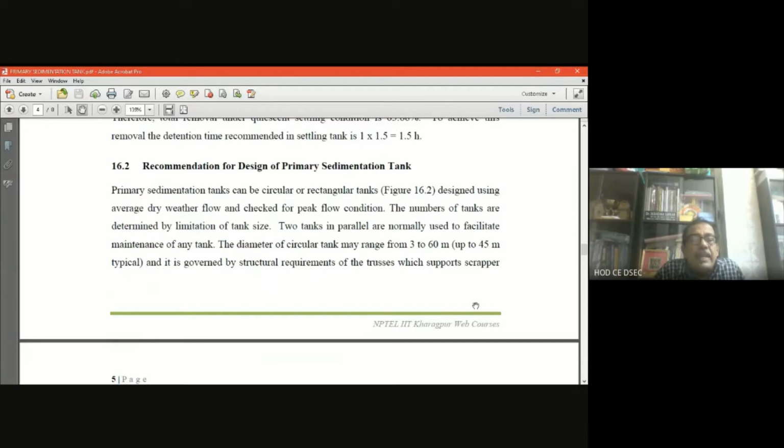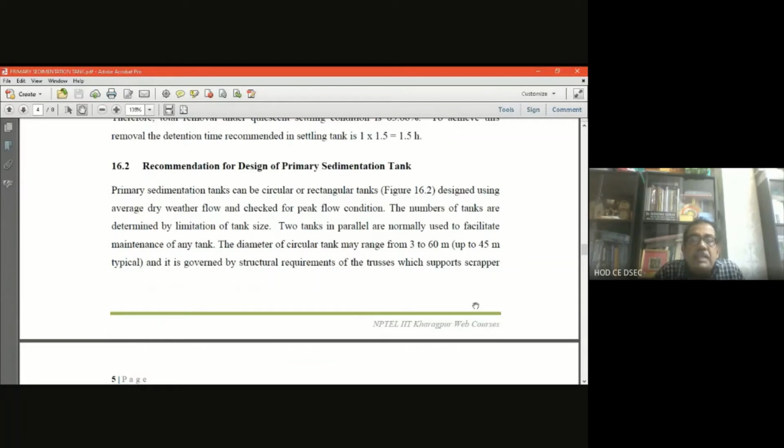Now the number of tanks is determined by the limitation of the tank size. Two tanks are generally placed in parallel to facilitate maintenance, because if one tank is under maintenance, I can't shut down the treatment plant, so the other tank can process the flow. So at least one standby tank in parallel for maintenance purposes has to be there.